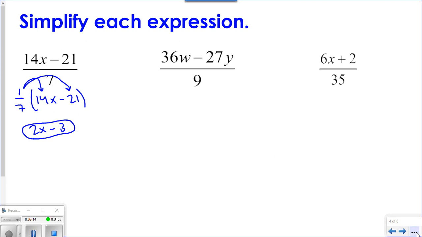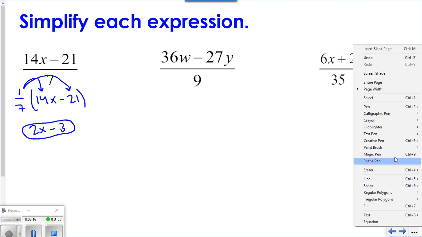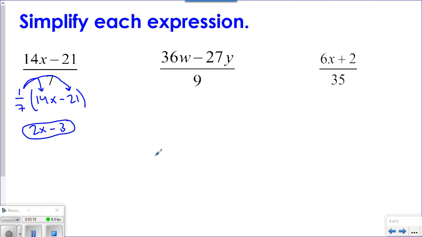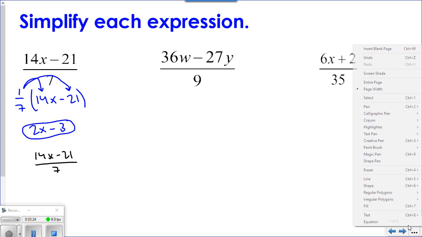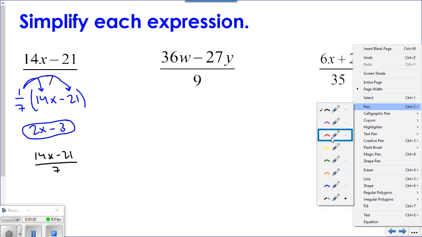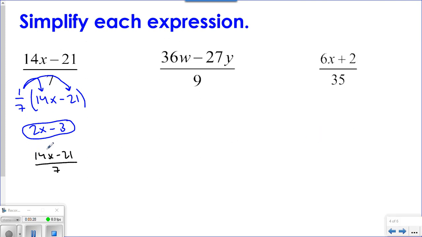But we can also use a bit of a shortcut and go right from the expression that we were given. So if we rewrite this, we'll start over 14x minus 21 all over 7. I need to look at all of the numbers in my fraction. So I'm not worried about the variables right now, just the coefficients and the constants. So we have 14, we have 21, and we have 7. If the two numbers in the numerator share a common factor with the number in the denominator, then I can go ahead and simplify.